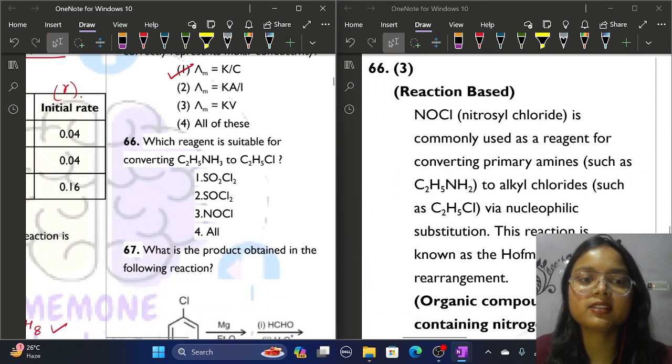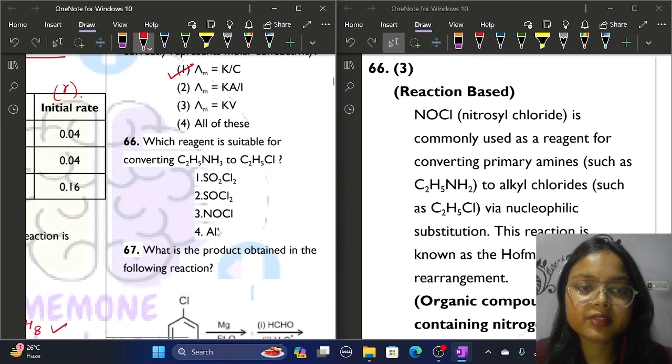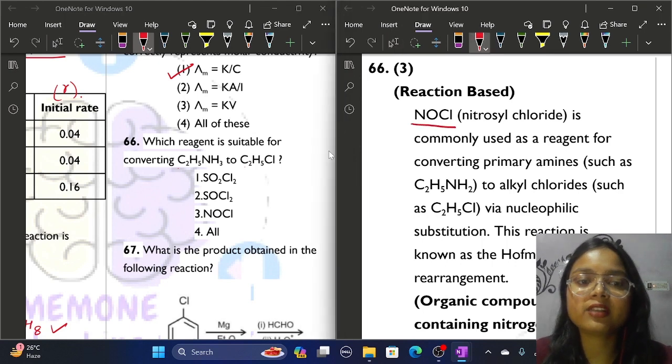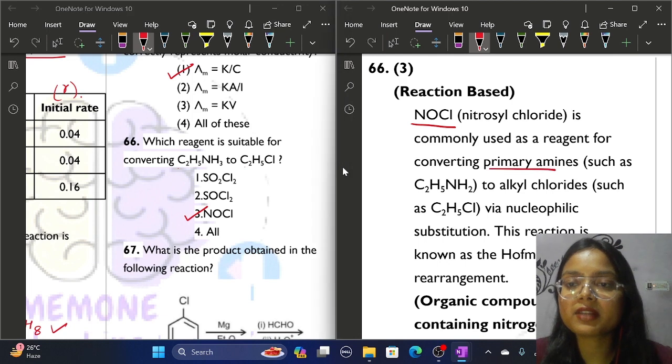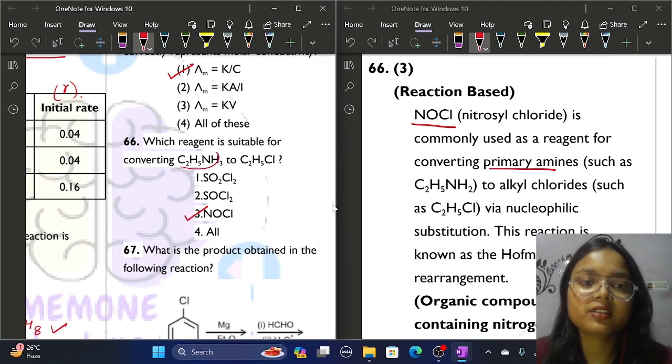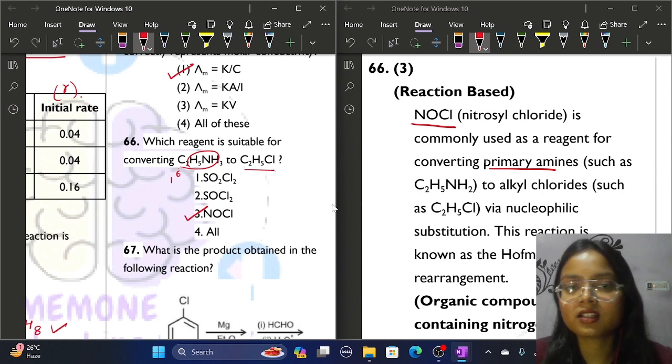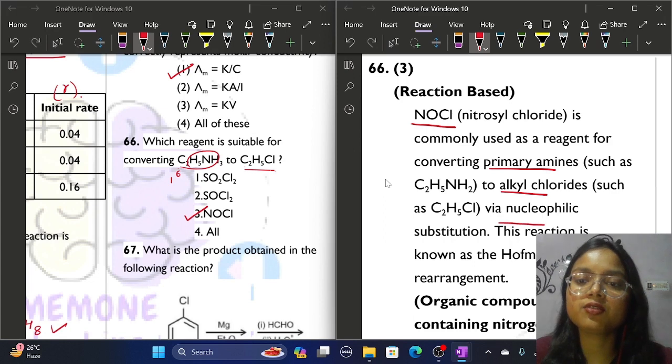For question number 66, which reagent is suitable for converting C2H5NH2 to C2H5Cl? So here nitrosyl chloride, NOCl, is the correct option. It is used to convert primary amines, this is a primary (1 degree) amine, to chloroethane, alkyl chlorides we can say, via nucleophilic substitution. It goes through nucleophilic substitution, and this is also a named reaction which is called Hoffman's reagent.